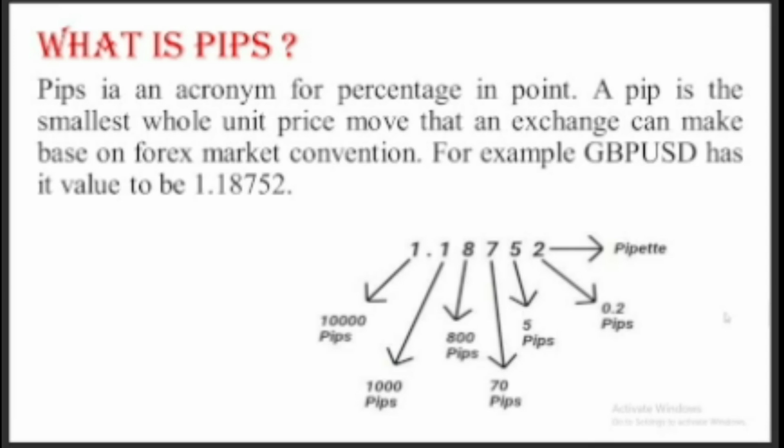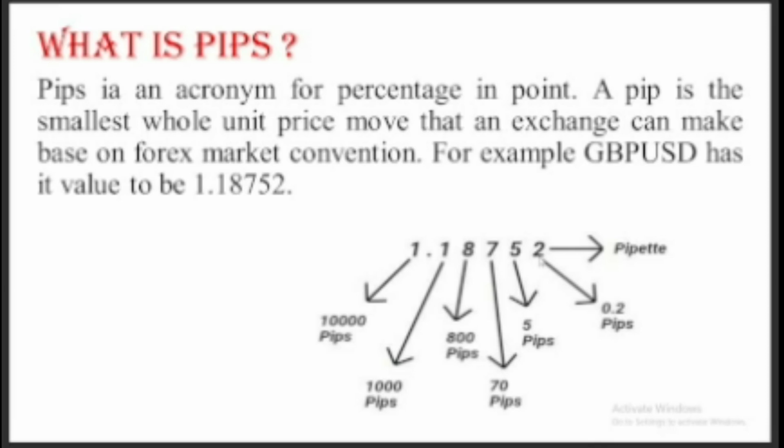So as it is, we have what we call a pipette. A pipette is half of a pip, it is not up to a pip. That's what pipette means. So this first number here, after these 5 decimal points, this 2 here, you can see I labelled it as 0.2 pips. It is not even up to a pip. That's why I arrowed it out and named it pipette. That is, half of a pip is the pipette.